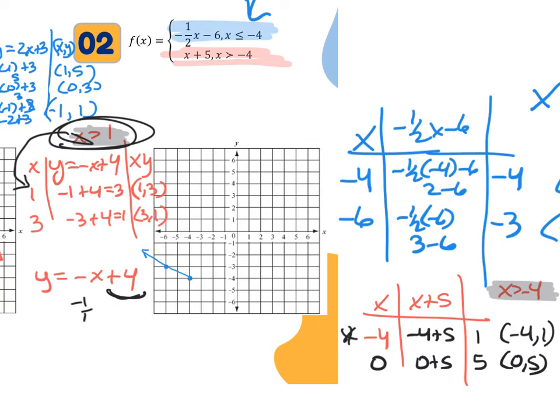Make that a little clearer. And then my next point is 0, 5. Connect them and point it off in the direction. So the left side of my graph comes from the first equation, and the right side of my graph comes from the second equation. So if there's no exponent on the x, you know it's just a straight line. Let's try number 3. Same thing.